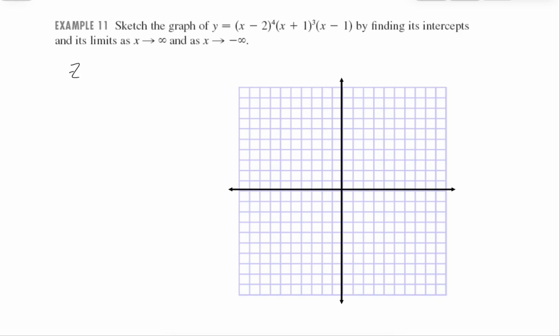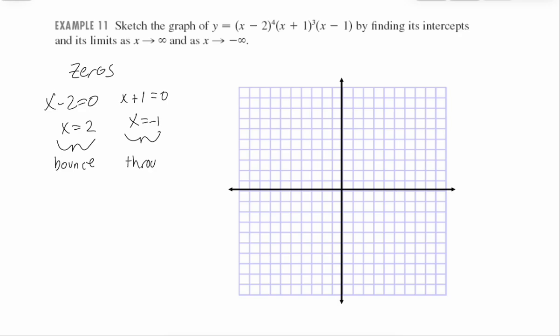The zeros occur where x minus 2 equals 0, which is 2. But because of that even power on that factor, there will be a bounce. x plus 1 equals 0 at negative 1. There's an odd power on that, so we're just going to go through it. x minus 1 equals 0 at 1. That's an odd power, so we're going to have to go through that.